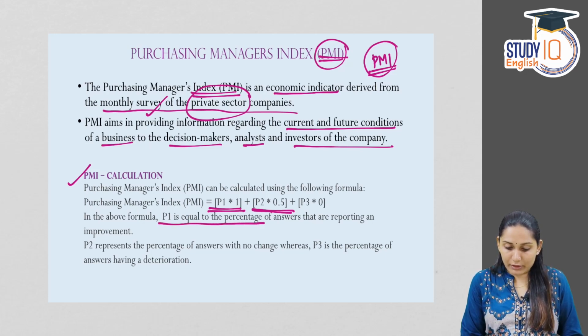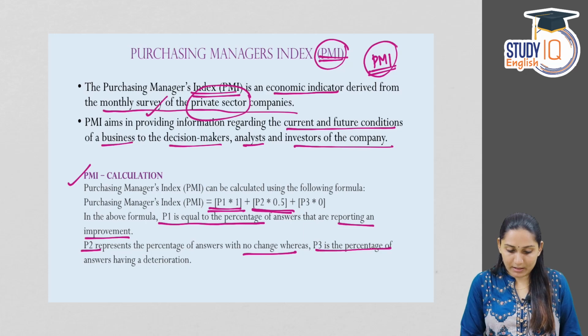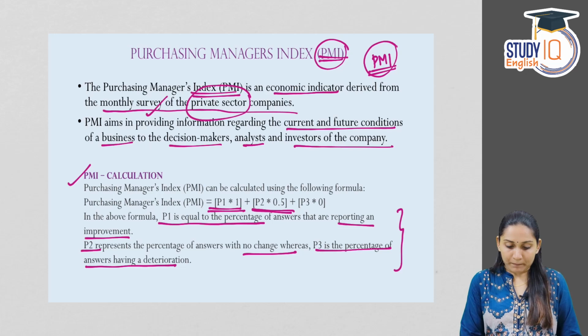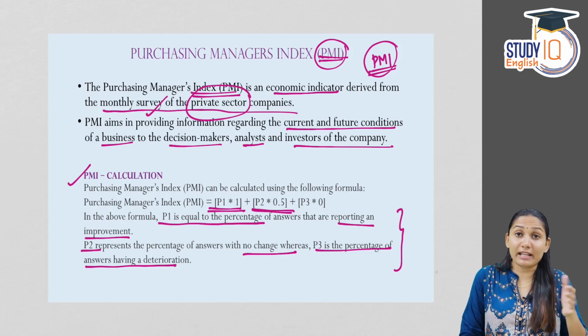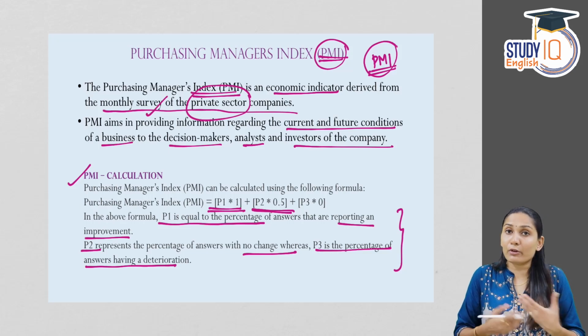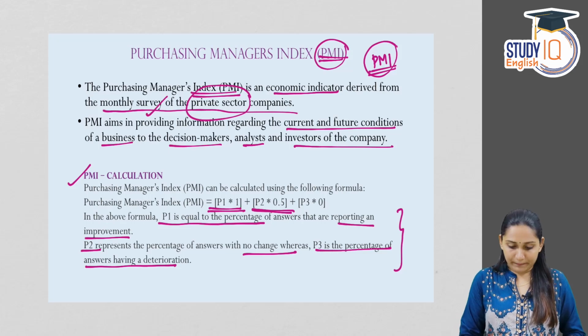P1 is equal to the percentage of answers that are reporting an improvement. P2 is the percentage of answers with no change, whereas P3 is the percentage of answers having a deterioration. So this is P1, P2 and P3. This is how it's calculated, but definitely the formula is not important as long as you are not preparing for any exam related to economics, be it economic service or RBI Grade B. For all that, this is important, but from a UPSC perspective or any general state PSC exams, the formula is not important, just to know how it is being derived.